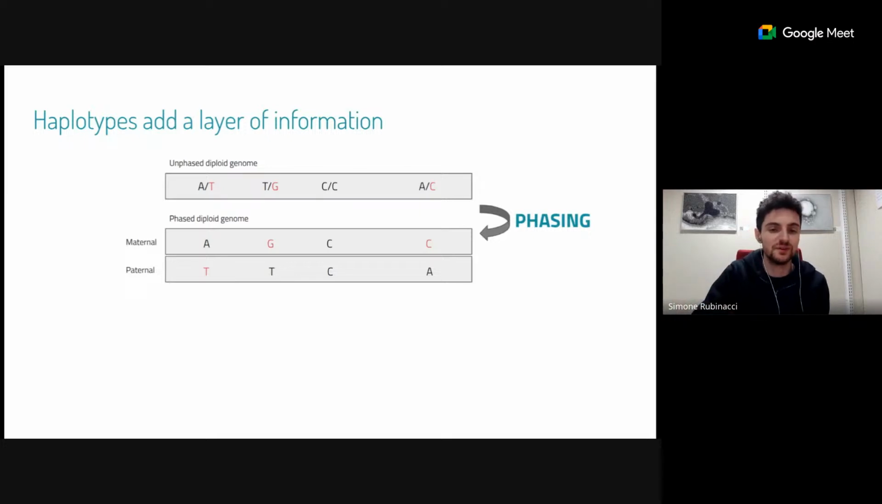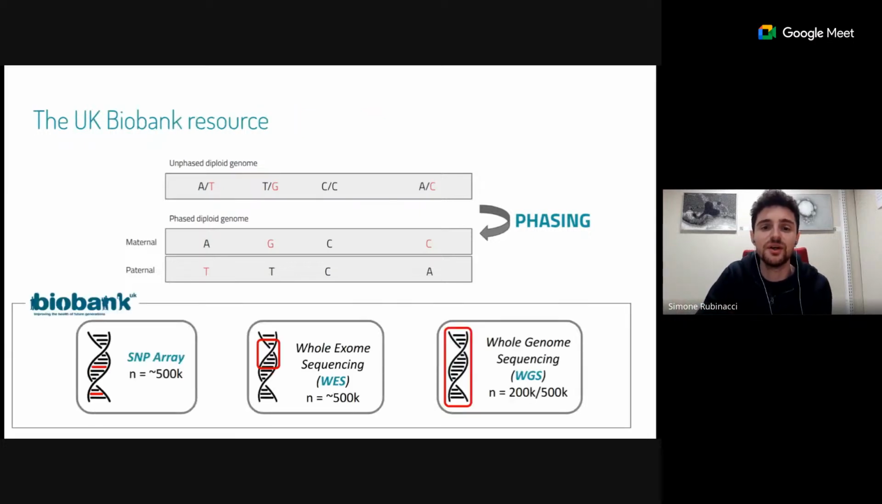So I've been involved, as David mentioned before, in a large number of phased releases of the Biobank and different data sets: SNP array, whole exome sequencing, and whole genome sequencing. And here I will focus on the whole genome sequencing release that has been finalized recently.